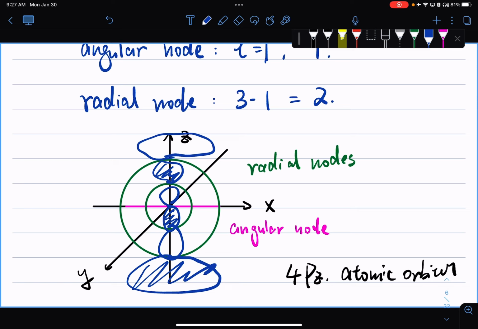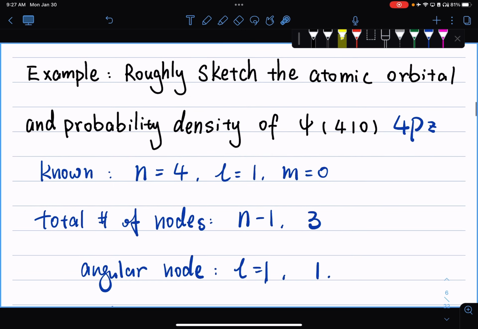Yes? How do you tell whether it's pz or px or py? If it's pz, it aligns along the z-axis. If it's px, it aligns along the x-axis, and py aligns along the y-axis. In the question, I'm given 410. So whenever you see the magnetic quantum number equals 0, that's likely to be your z atomic orbital. I'm not going to ask you to distinguish x and y from the quantum numbers. I will tell you if it's x or y orbitals you should be drawing. And if you don't mention it, it's just going to be z? If your m equals 0, that's going to be z.